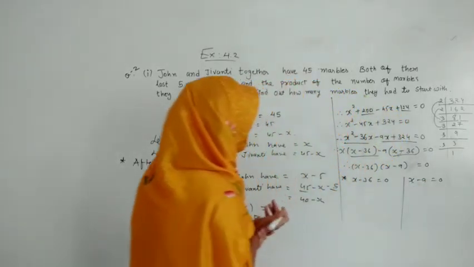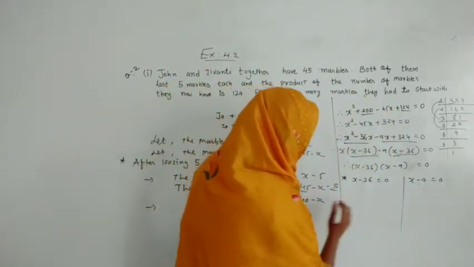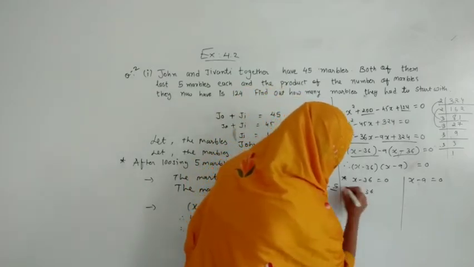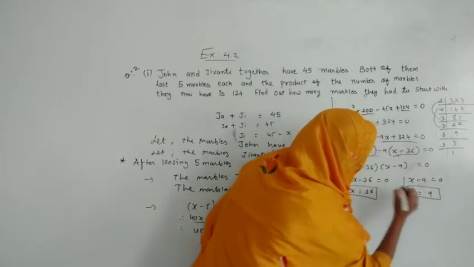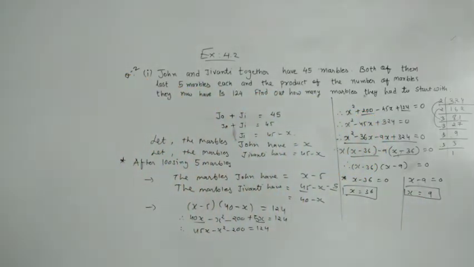So here what we are getting, let us see. So x is equal to 36 and x is equal to 9. So here we got two values.